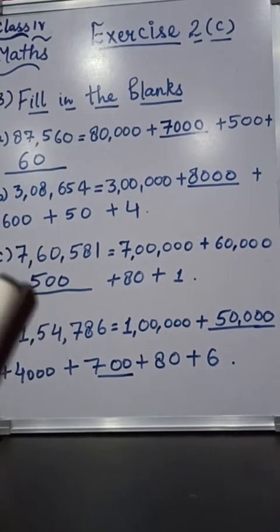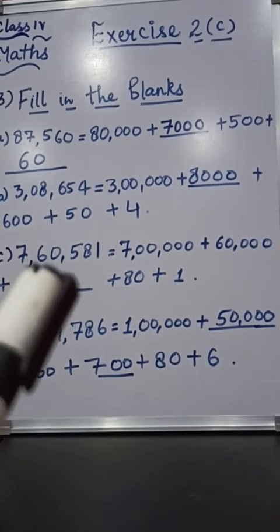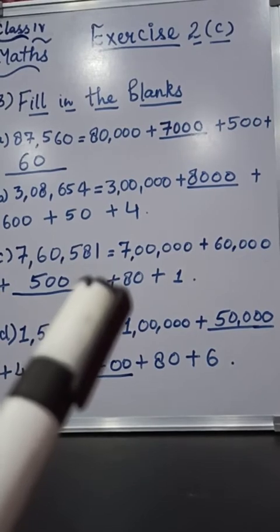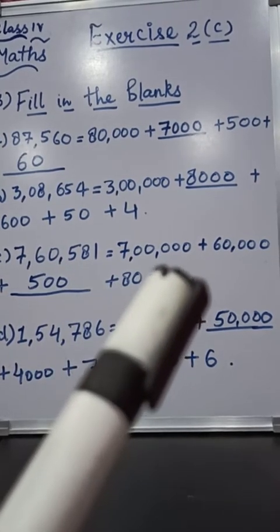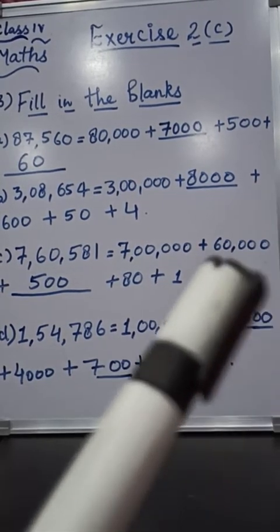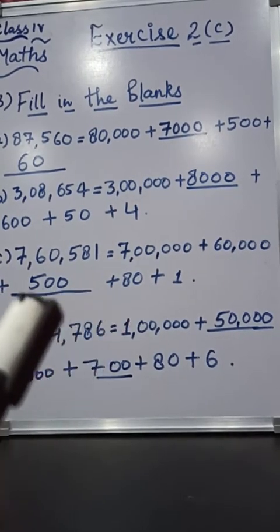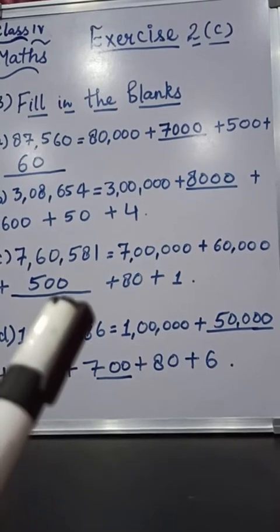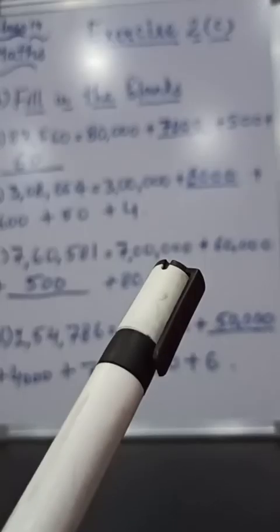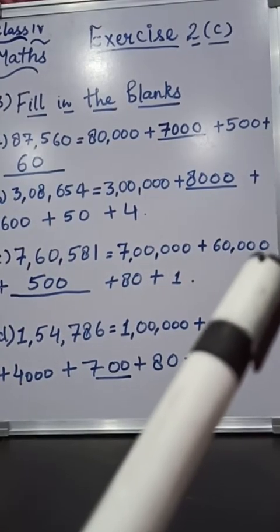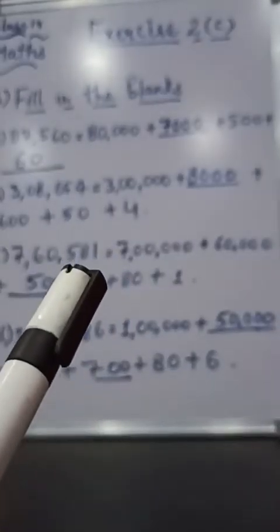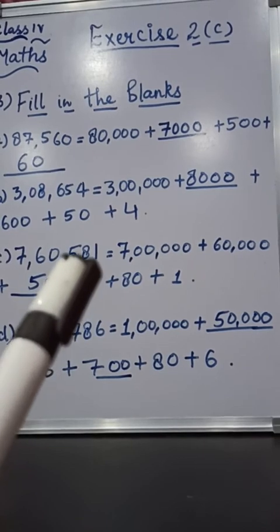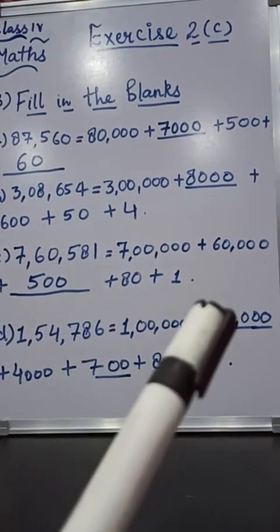Now question C. In question C, again 7,60,581 is given, and in expanded form 7 lakh plus 60,000 plus a blank plus 80 plus 1. So what will come? As you can see, 7 lakh plus 60,000 plus 500 will come in this blank, plus 80 plus 1.